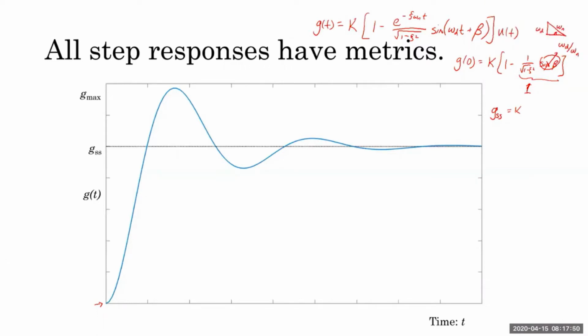It's 1 minus 1. How is g of 0 equal to k instead of 0? But 1 minus 1 is 0. So 0 times k is 0. So why is g of s equal to k instead of 0? So g steady state is my notation for g as time goes to infinity. Two separate things.